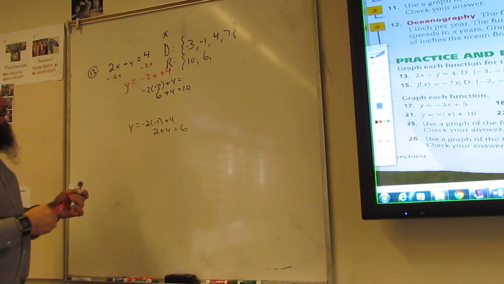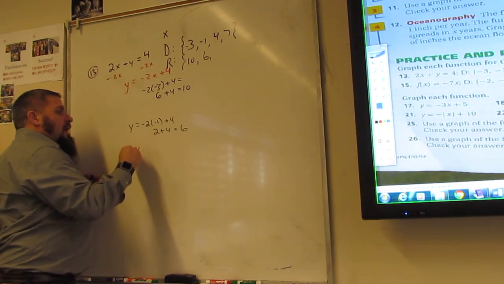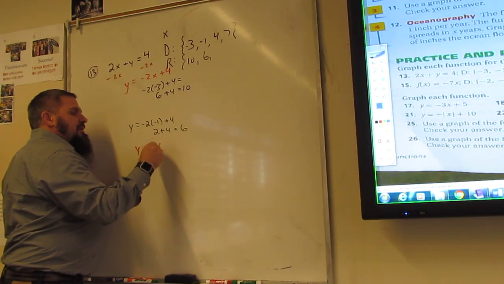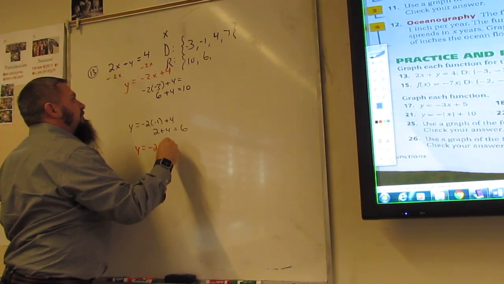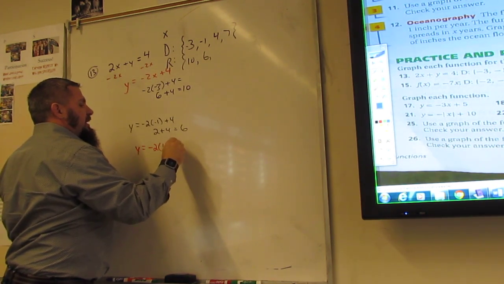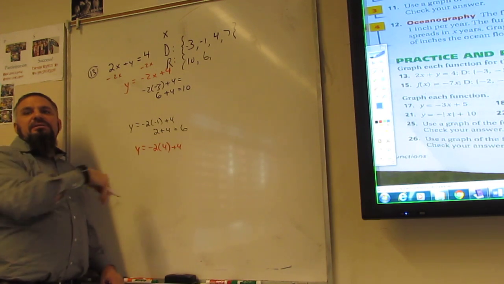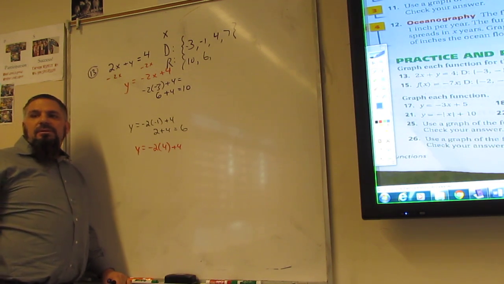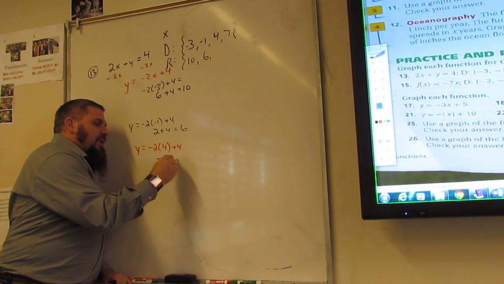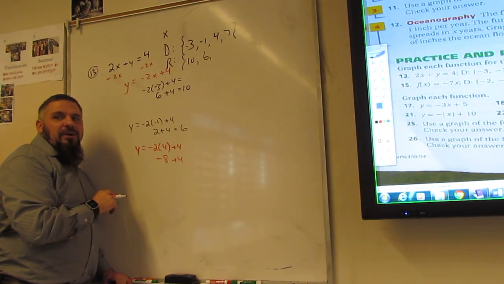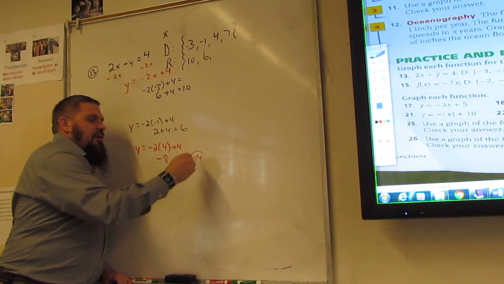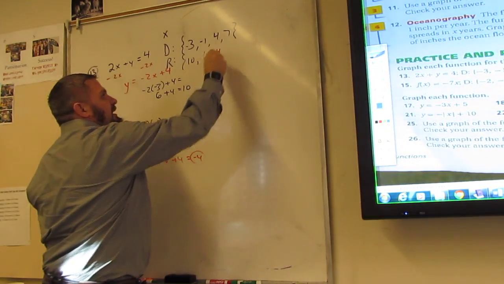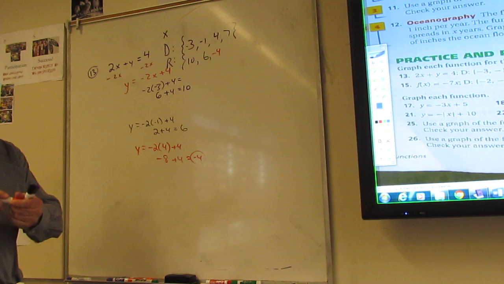Alright. Y equals negative 2 times 4, right? Plus 4 is what? Negative 2 times 4 is negative 8. Plus 4. What is negative 8 plus 4? Negative 4. So that's where the negative 4 comes from.